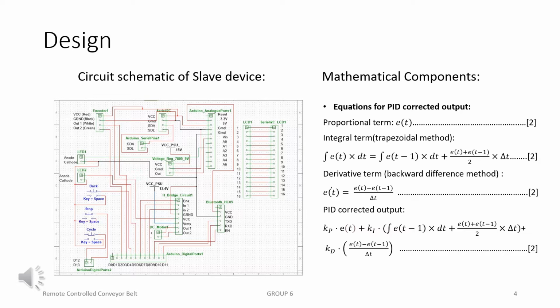The proportional term is proportional to the error. The integral term is found using the trapezoidal method, and the derivative term is found using the backwards difference method. The PID corrected output is the sum of each term multiplied by its respective gain value.